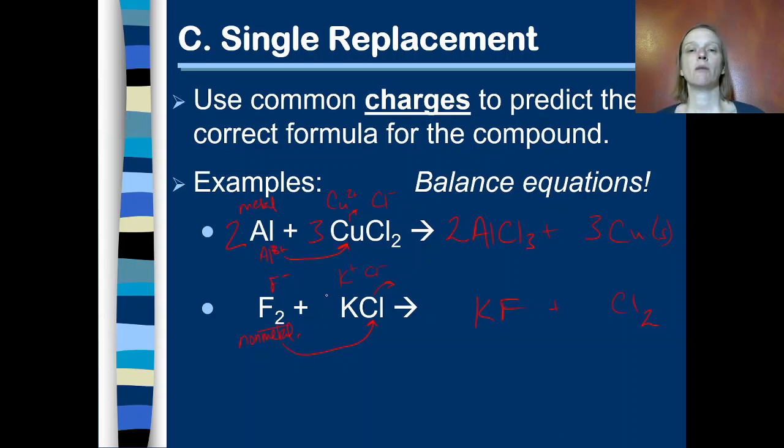And it's not quite balanced. We need a 2 in front of the potassium chloride so that we can have 2 chlorines, and therefore we need to have a 2 in front of the potassium fluoride. And this is a correctly balanced single replacement equation.